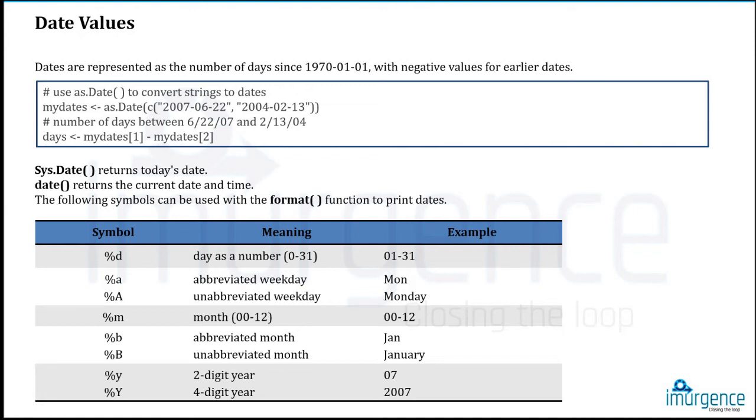%m will show you the month in numeric form, right? %b is the abbreviated month in three-letter format, Jan, Feb, and %B is nothing but the whole form. And similarly, you have it for year with a small y and a capital Y.